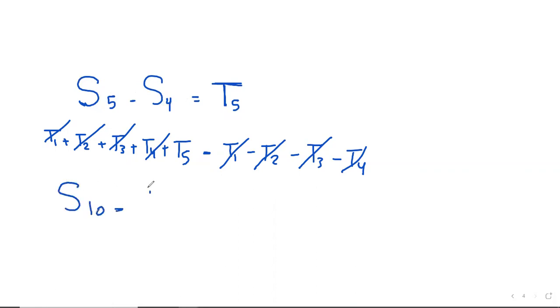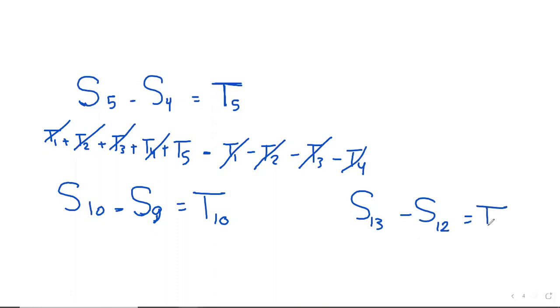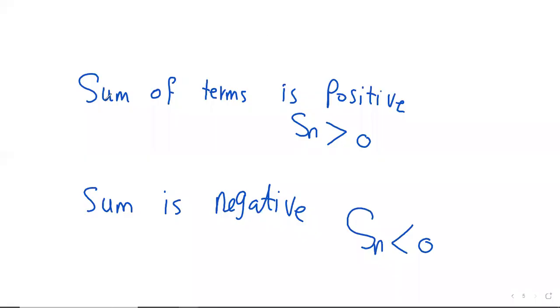So S10 minus S9 equals T10. S13 minus S12 equals T13. If the sum of the terms of a sequence is positive, that means Sn is greater than 0. And if the sum is negative, that means Sn is less than 0.